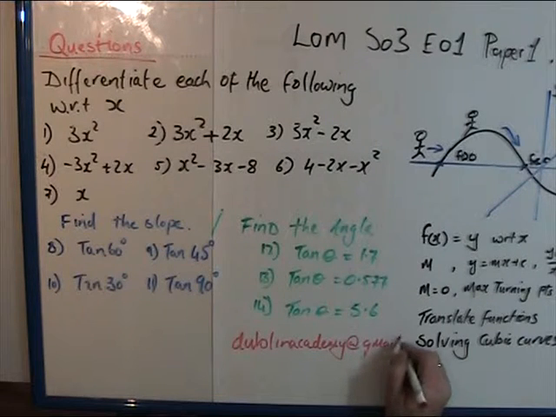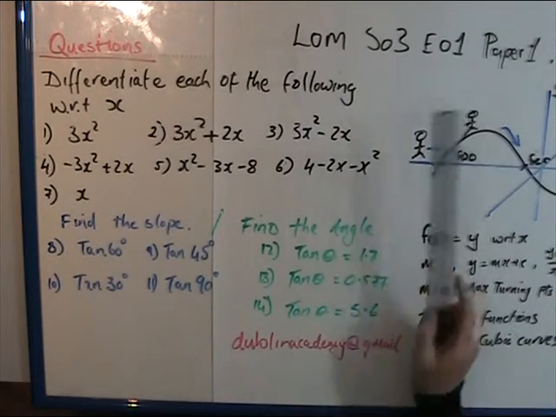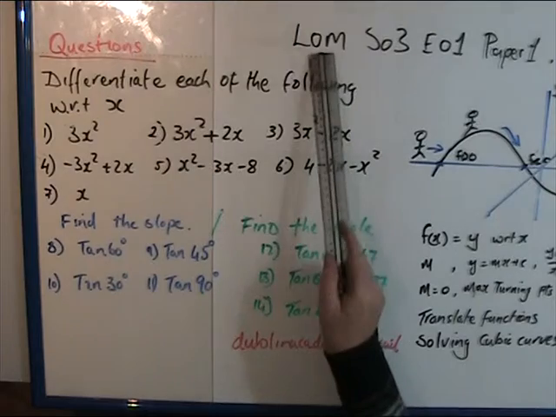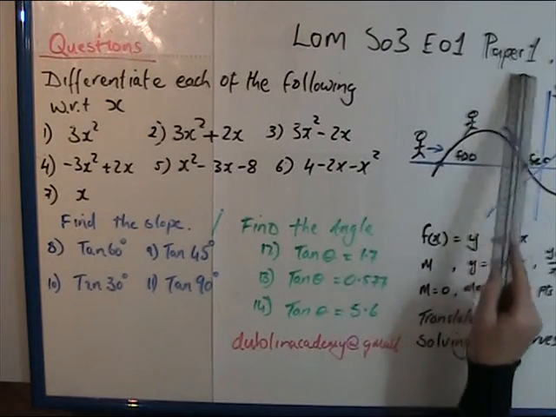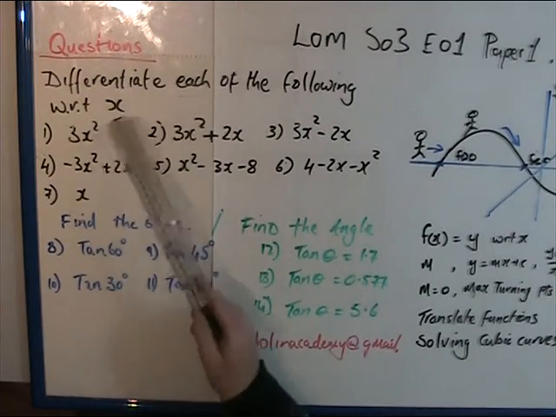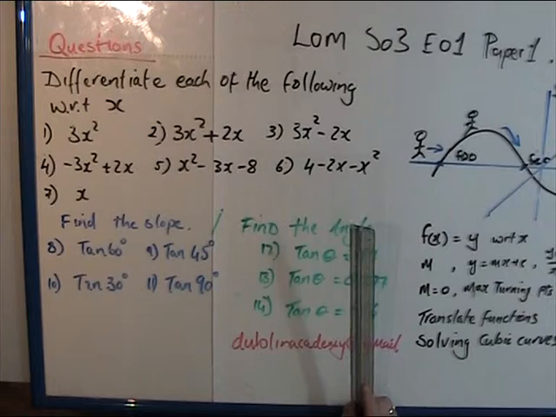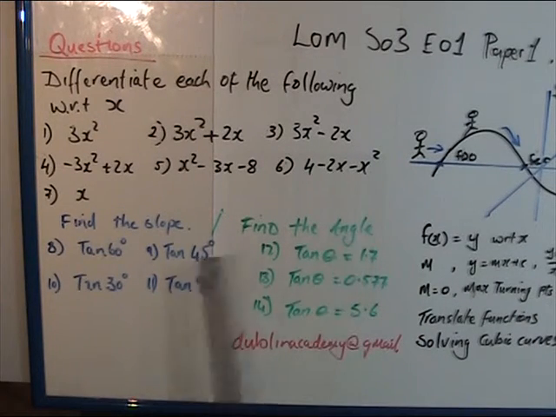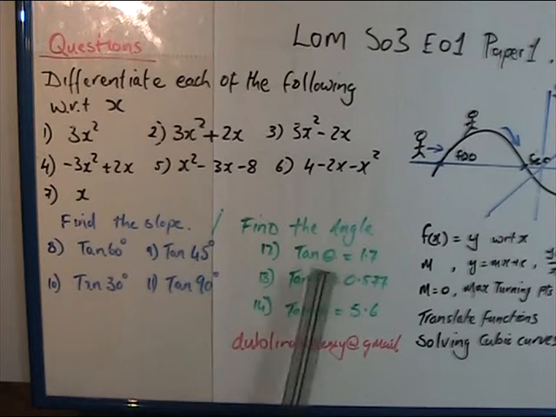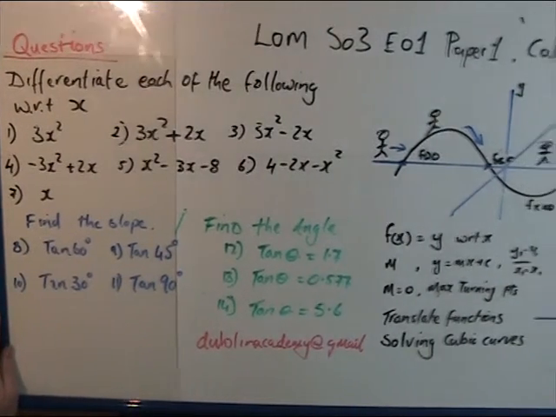My name is Michael Dalton, and today we're doing the first set of Series 3, Paper 1, and it's Calculus. Leaving Cert Ordinary Level Maths, Series 3, Episode 1, Paper 1, Calculus. Today we're going to differentiate each of the following with respect to x. I'll just let you have a look at this. Find the angle, find the slope. Tan is the angle, we did this before. I'll get back and do these later on.